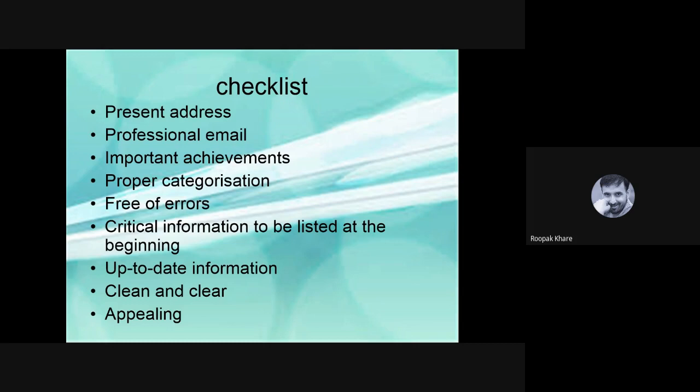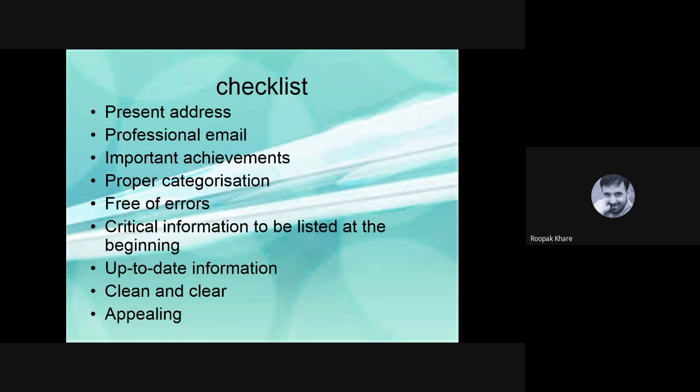Three, important achievements. All those achievements, all those prizes that you've got, all those appreciations that you've received, major projects that you've done should be there. Proper categorization: everything should be put under different headings into various categories and then written so that it is more comprehensible to the other person. Free of errors: so do proofreading after it, right?